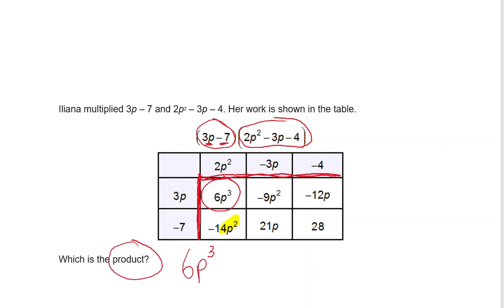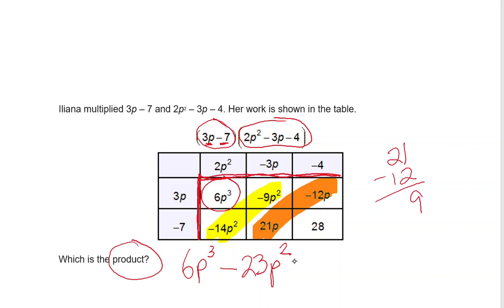Then we want to combine our like terms, which have the same exponent, and negative 14 plus negative 9 combines to give me negative 23p squared. And then we want to combine our other like terms, so the ones that have just a p, those are like terms, positive 21 and negative 12. We have different signs, so we subtract 21 minus 12, and we get positive 9p, and then bring down our constant, so positive 28. So that would be the product of this binomial and trinomial.